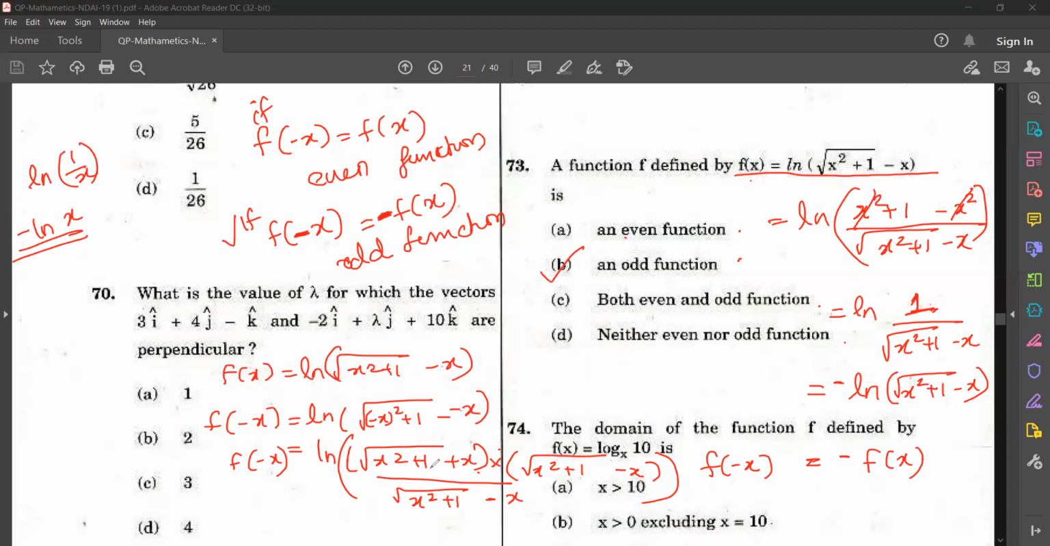Understood? Please go through. If you have doubts, please clear them, you can ask me. So this function is an odd function. So whenever you are asked to check whether it is an odd function or even function, you have to just put minus x in the place of x. Okay.